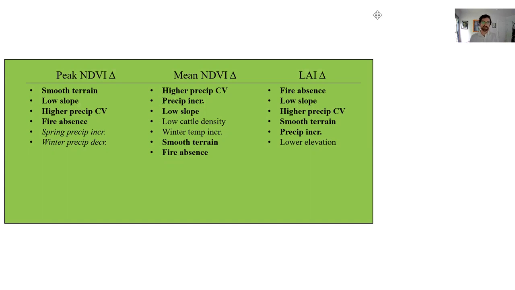all of the variables, peak NDVI, mean NDVI, and LAI change or increase, were pretty much driven by very similar things. Out of those 26 variables, about 5 or 6 pop out at the top of the list almost every time. That would be the absence of fire, smooth topography, so low slopes and smooth terrain, and then high precipitation variability, so precipitation's coefficient of variation, and increasing precipitation. These are all driving all three greening metrics.